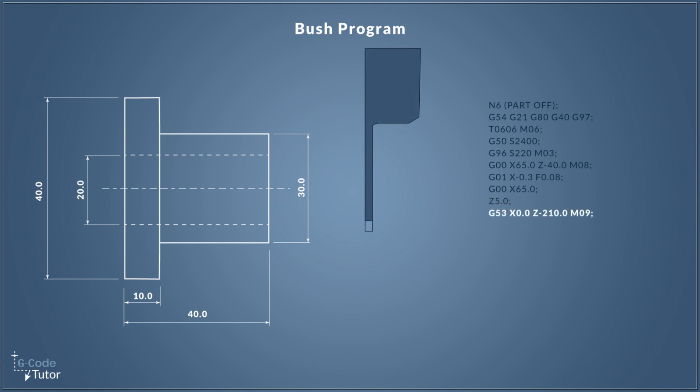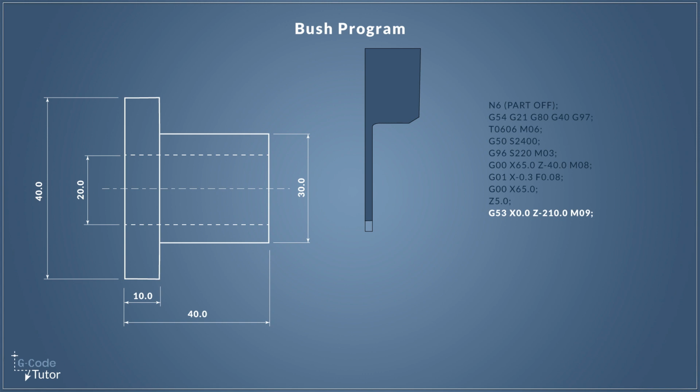So with the tool in a safe position, we can now switch over to our machine datum with G53 and take our tool home. So X0 Z-210 will take our tool back to its tool change position. And if you're curious why I'm using Z-210 and not Z0.0 here, look back at the previous lessons in this series, where I explain more.